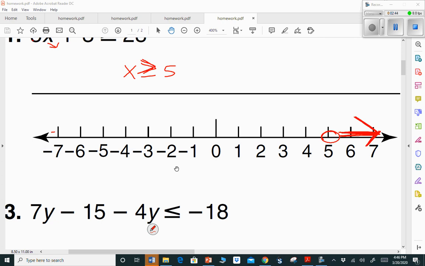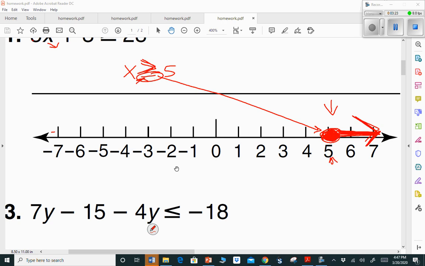Now, this or equal to means it can be equal to 5. The way I have it right now, it's saying it can't be equal to 5. It has to be greater than 5, but it can be equal to 5. So you fill in the circle. This little line right here tells you whether or not to fill in that circle. If the or equal to line is there, you fill in the circle. And what this says is that x is greater than, and it goes on into infinity, or equal to 5.